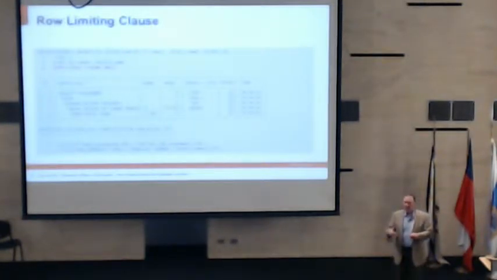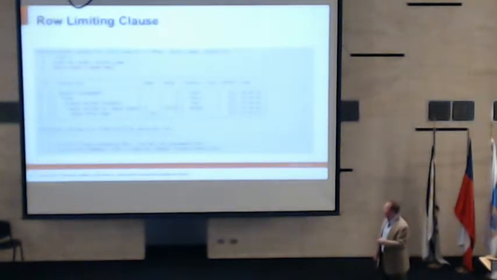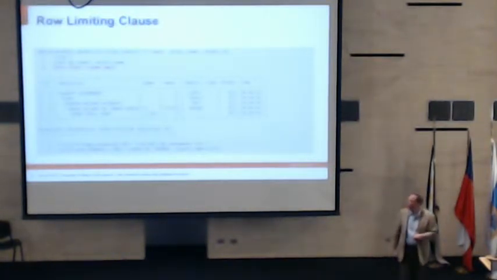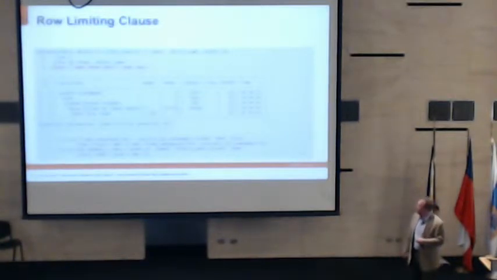So this is not necessarily providing any new functionality. It just makes it syntactically much easier. Also, it's a little bit more portable. Other databases have this offset and fetch clause. And here's an example of the offset. I can say skip 5 rows, fetch the next 5 rows.